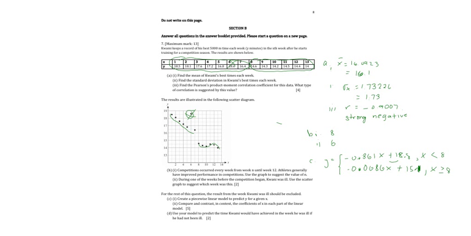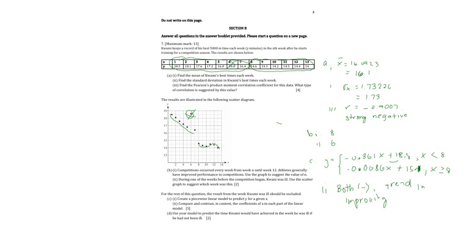And then part 2, use your model. Compare and contrast in context the coefficient of x in each part of the linear model. In each part of the linear model, you can see that both of the coefficients are negative. So this suggests a trend in improving in both parts of the season. Okay, so it's negative. It's just like your slope is negative.